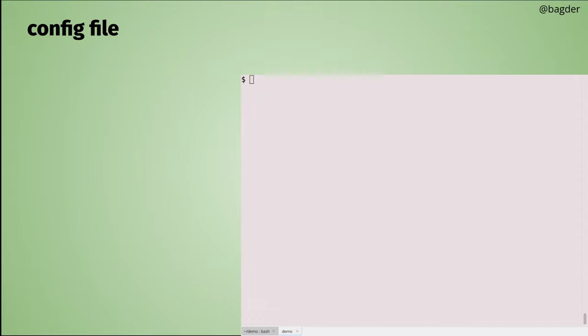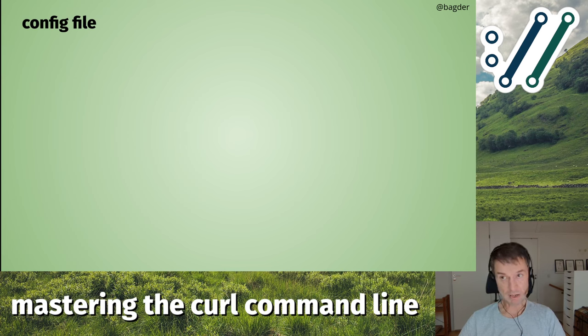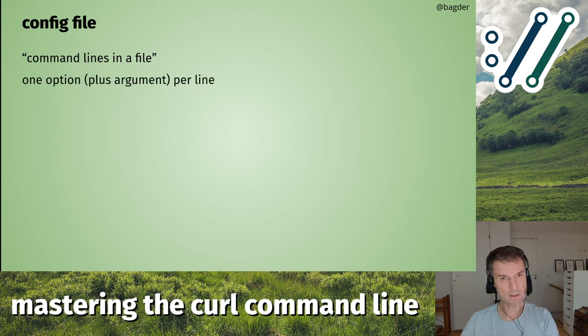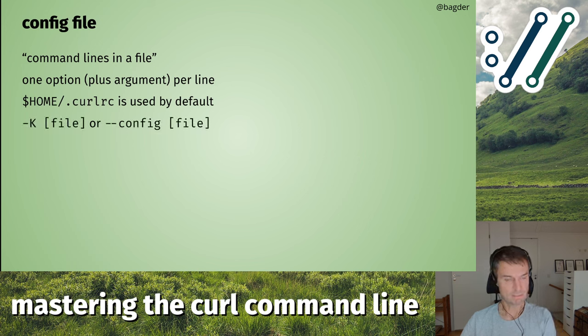So going further, if providing everything on the command line is not good enough for you, and it's sometimes not really convenient, those super long command lines, some systems even have limited command line length, so you might run into the maximum command line length because you have one bazillion URLs and options and everything, so that it doesn't really fit on the command line. Then you can use what we call config files, basically putting a lot of command lines into a file. And then you just provide one option and its argument per line in a text file. There's the default one in your home directory, and you use it, otherwise you can use dash capital K or dash dash config with a file. And then that file will be read, and it will read command line options from that file.